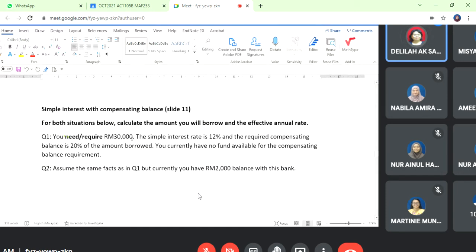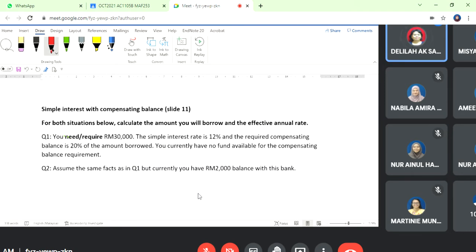So if you need to receive 30,000 from the bank, how is the calculation going to be different? Especially, this problem arises when we have a compensating balance. When we don't have a compensating balance for a simple interest loan, there is no problem, because if we borrow 30,000, we will get 30,000. But when you have a compensating balance, we may not get 30,000 because the bank deducts the compensating balance. So we're going to look at this one first.